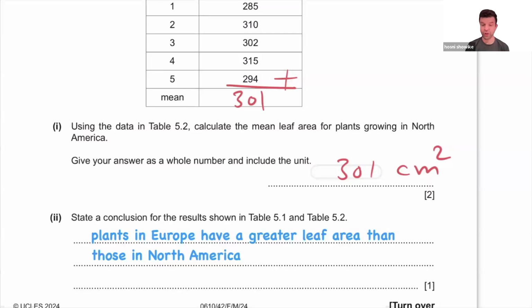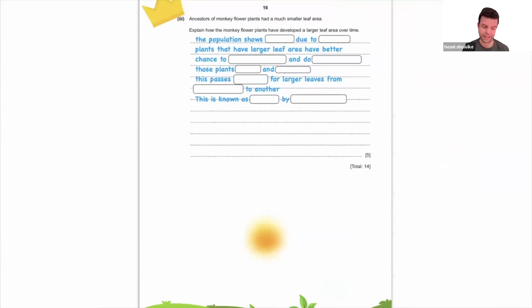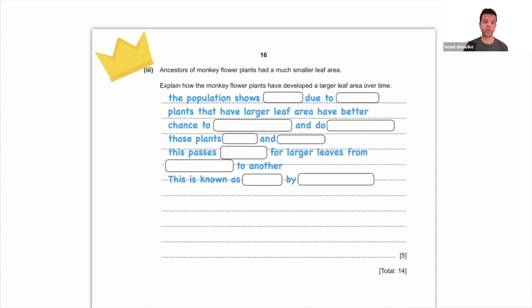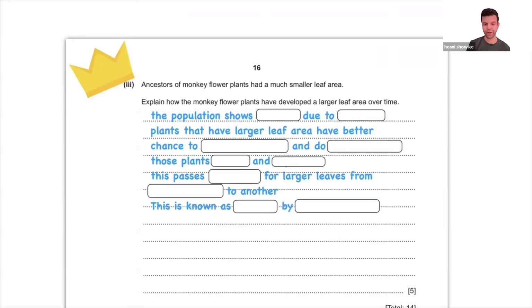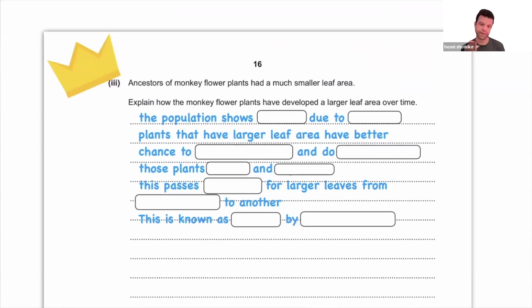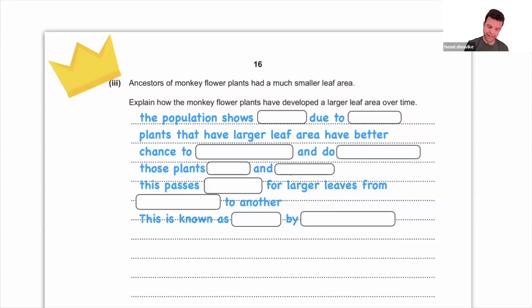The same question continues, and this question is one of the most important ones that come almost in every exam paper. What is this about? They said those flowers have developed large leaf area. So how did these plants end up having larger leaves than usual? Let's think about it that way.